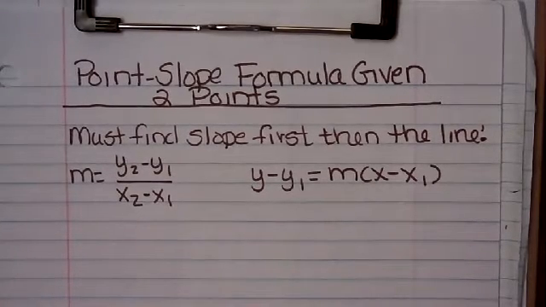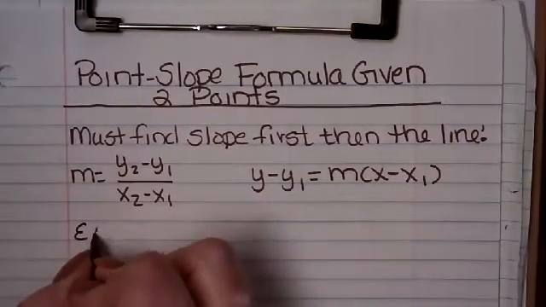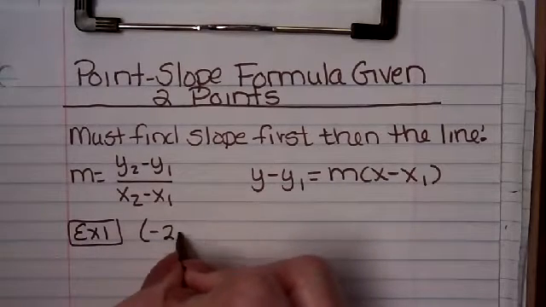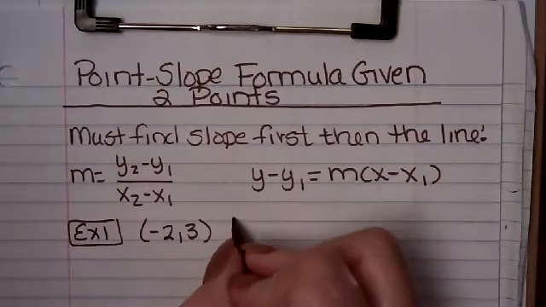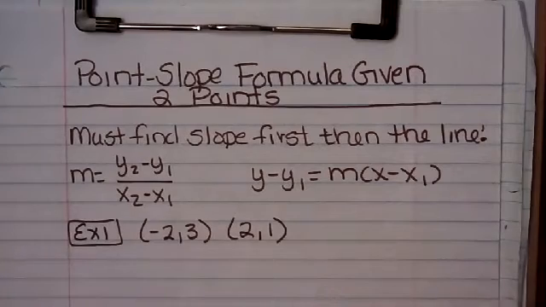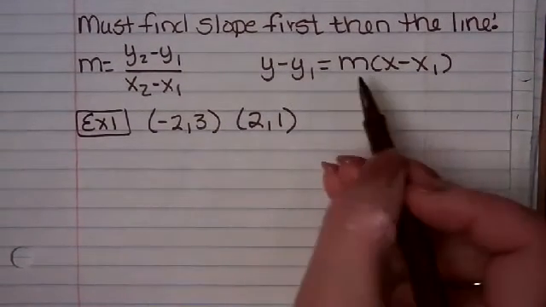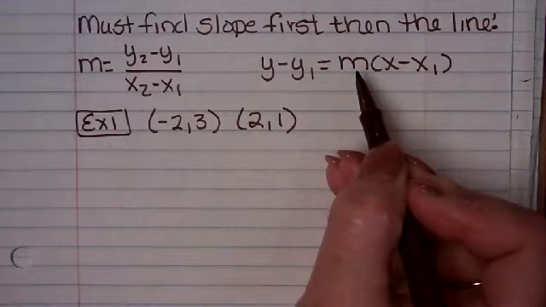Now, let us look at how this is going to work for our example 1. Our 2 points are -2, 3 and 2, 1, okay? So this is really the non-algebra way to do the problems we just did in the last lesson with the graphing, okay? Now, the first thing we're going to do is find our slope, okay? Because we got to know that over here, and we're not told that.